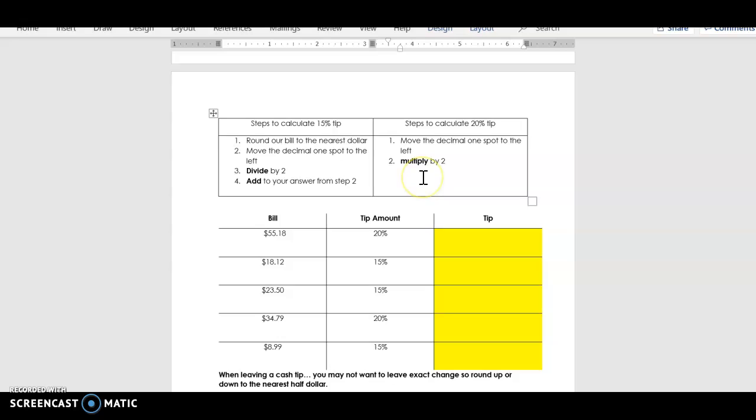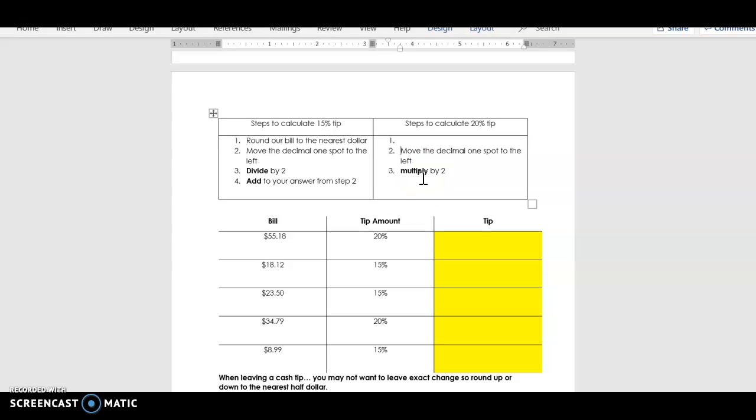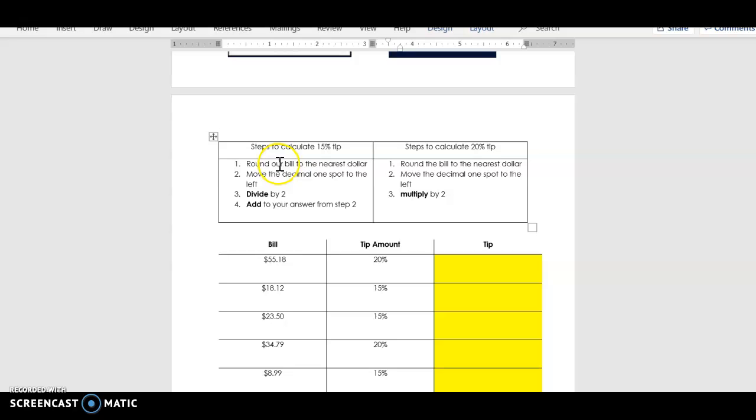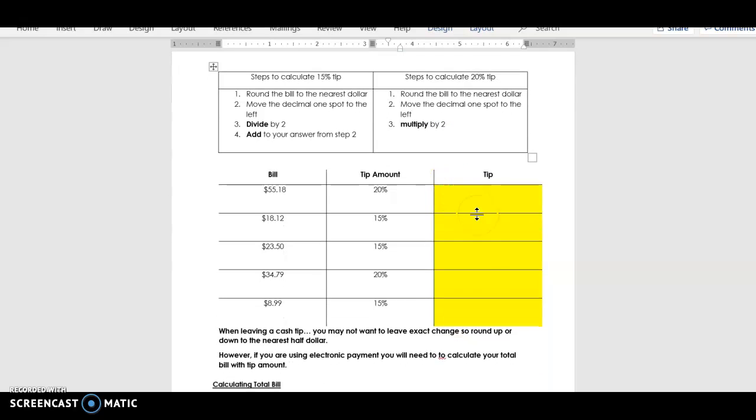And then steps to calculate 20% tip. Again, my apologies. I should have put round the bill to the nearest dollar. And then for 20%, again, you round the bill to the nearest dollar, move the decimal spot 1 to the left. That's in a sense calculating 10%, and you're going to multiply your answer by 2. So that's what you're expected to do for this first section here.